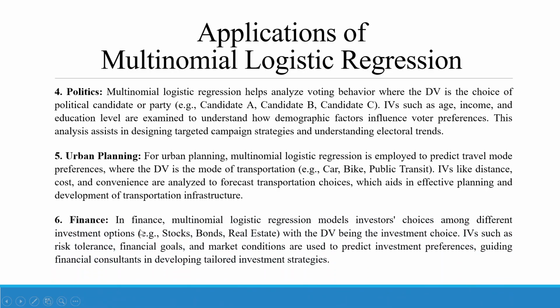Finance. In finance, multinomial logistic regression models investors' choices among different investment options such as stocks, bonds, real estate, with the dependent variable being the investment choice. Independent variables such as risk tolerance, financial goals, and market conditions are used to predict investment preferences, guiding financial consultants in developing tailored investment strategies.